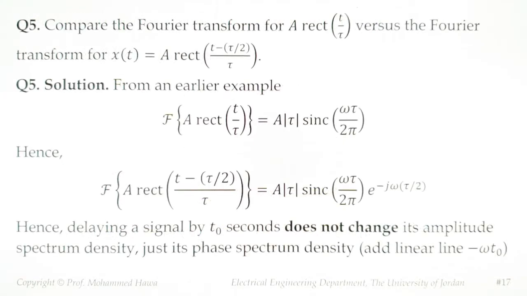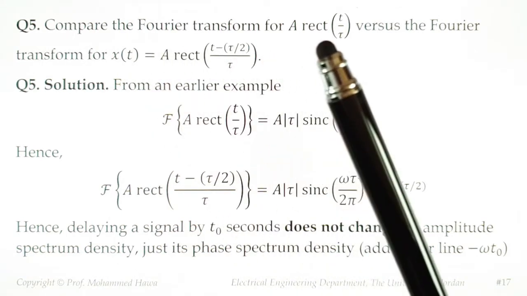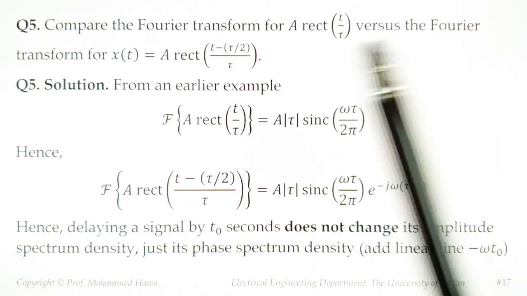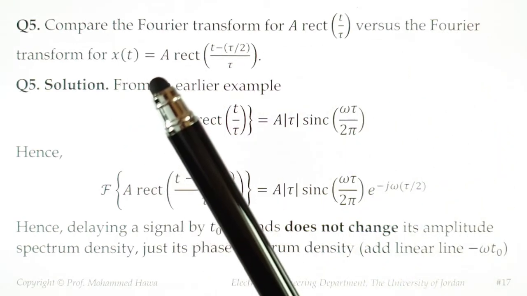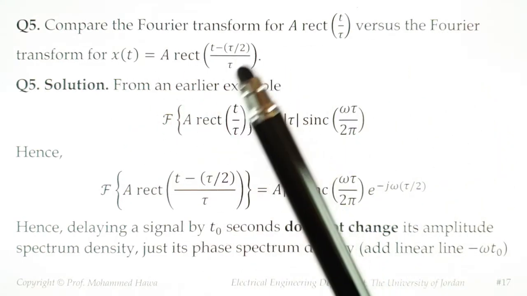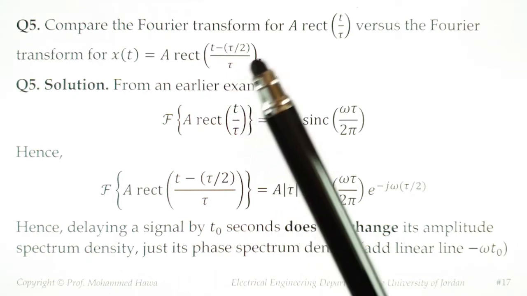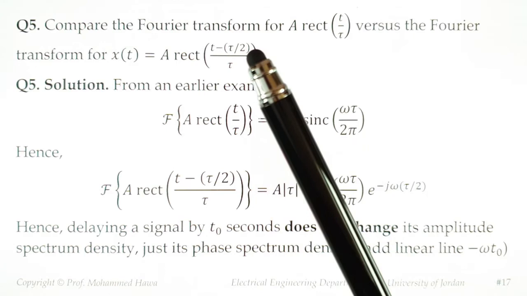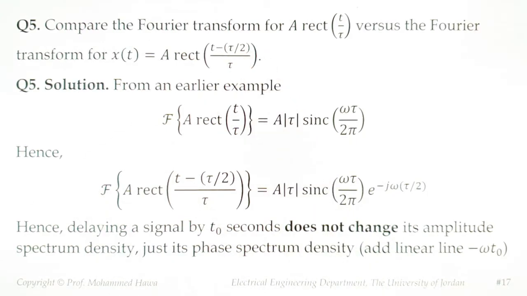Let's solve an example to show you what I mean. Let's compare the Fourier transform for a rect t over tau, which we solved moments ago, versus the Fourier transform for x of t equals rect of t minus tau over 2, over tau. What is the difference between this one and this one? There is an extra shift to the right in the time domain by an amount of tau over 2.